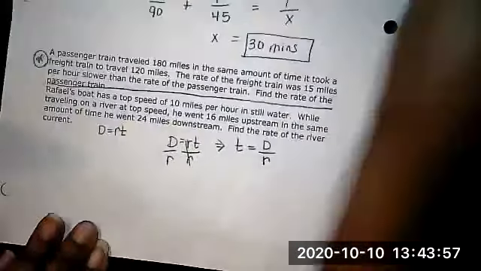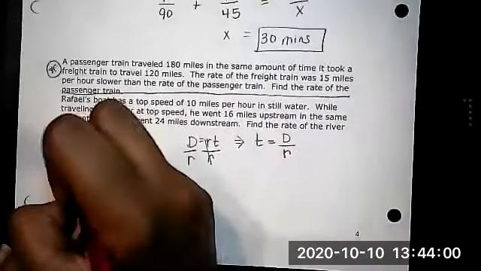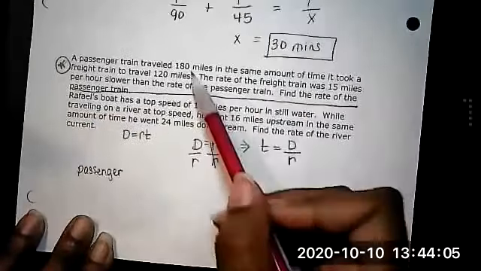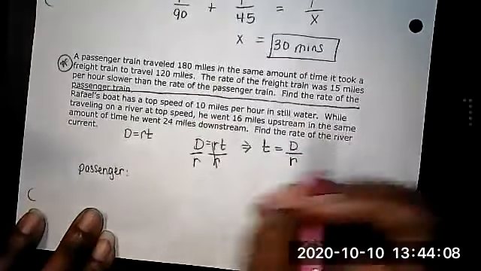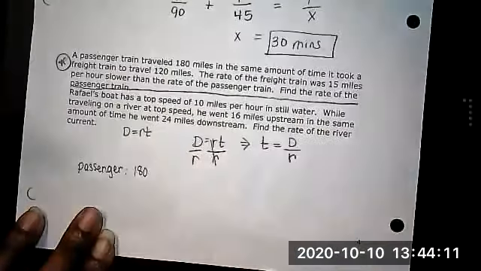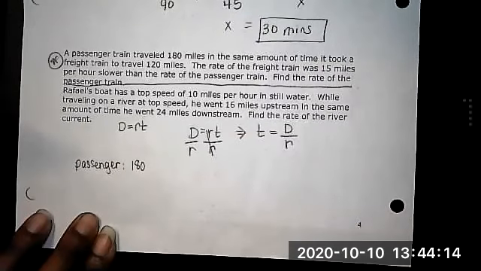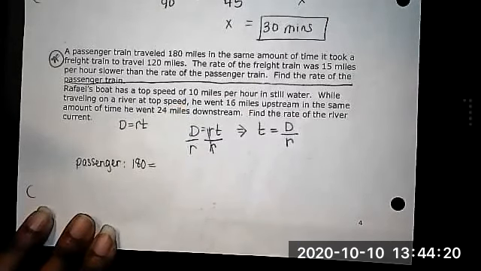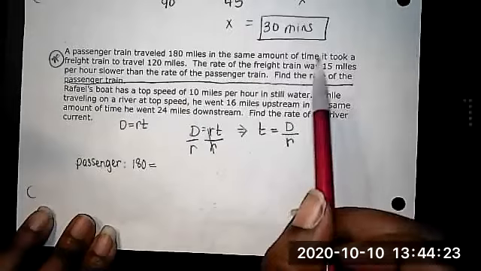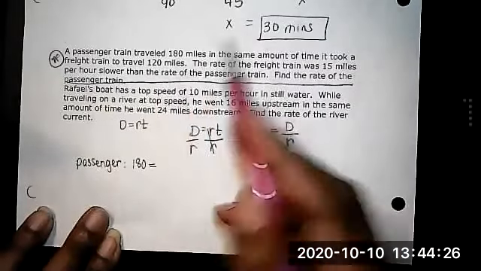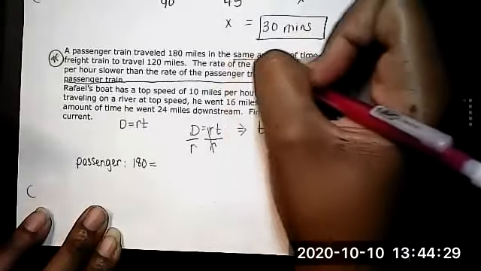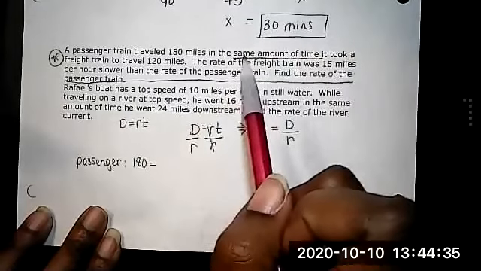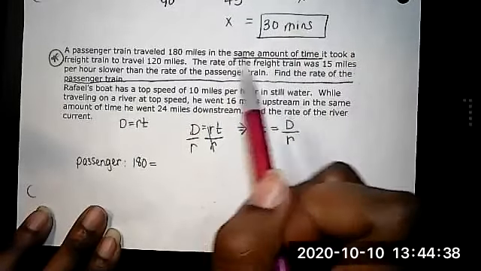So let's look at this one. For the passenger train, it traveled 180 miles. So traveling 180 miles, that's the distance. The distance is 180 miles equals, now for this particular one, it says the same amount of time. That's an important phrase in these types of problems, because basically the time is equal to one another. We're going to come back to that.